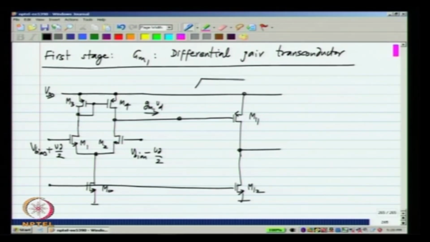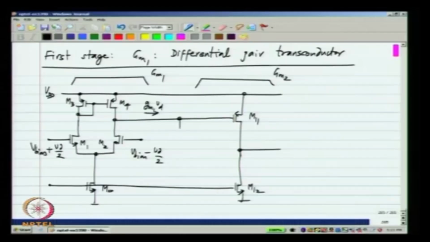Now, this is GM2, this is GM1. The first stage is a differential pair, because we also have to take the difference between the desired and the actual quantities, that is done in the first stage, that is why it is a differential GM. The second stage is simply a single ended one, because it has to take the output of the first stage. Now, across this we need to connect the capacitor C, this is the integrating capacitor C, and we are done.